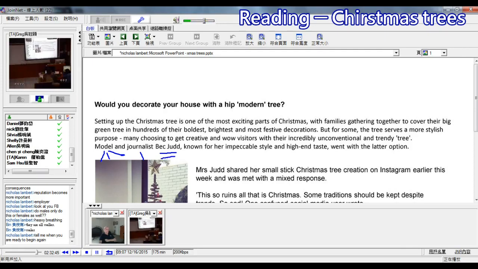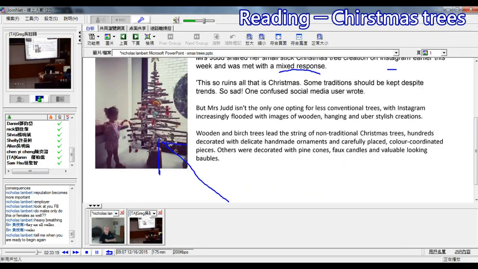All right, now, so we know that Miss Beck Judd is a model and journalist. A model is somebody that's regarded as very good looking, and they often model clothes. A journalist writes in a paper. And Mrs. Judd shared her small stick Christmas tree creation on Instagram earlier this week and was met with a mixed response. So we now know that Mrs. Beck Judd is a model, a journalist, and she's married. So that's 3 things we know about her. Now, this is not a very good picture, but this is Mrs. Judd's Christmas tree, and it's called a stick Christmas tree creation.